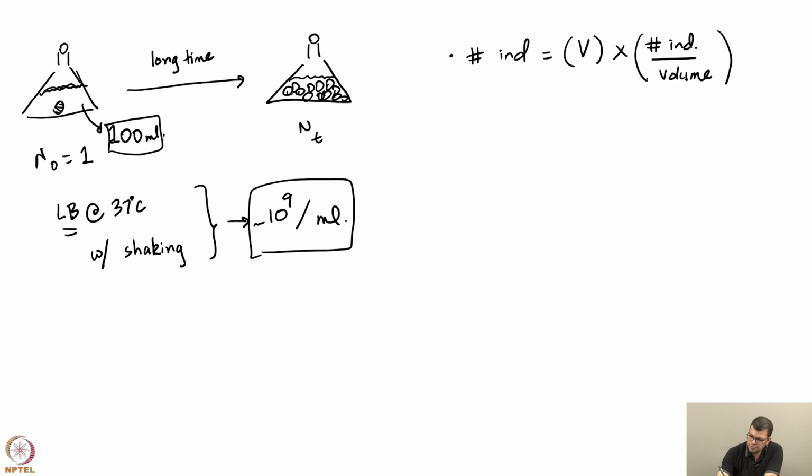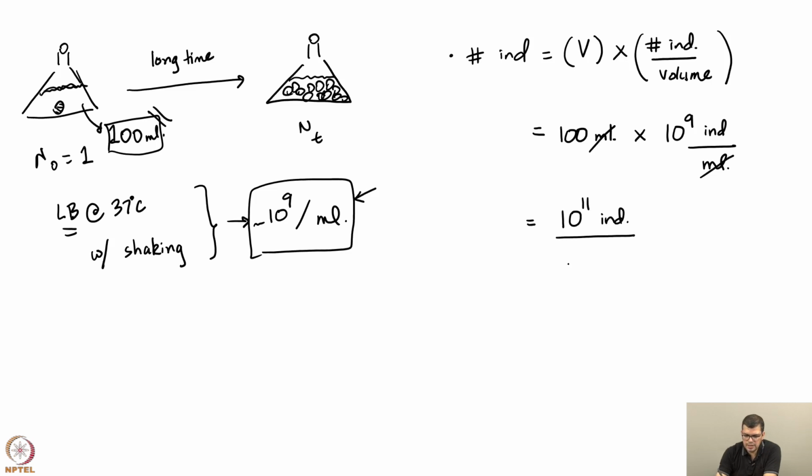We know that the volume of the liquid culture that we have provided for the bacterial population to grow into is 100 mLs, and each one of these mLs supports 10 to the power 9 bacteria. So, this is 10 to the power 9 individuals per mL. When we multiply, the mLs cancel out and we get that the number of individuals is 10 to the power 11. So, that is the size of the population at the end of this period of growth.